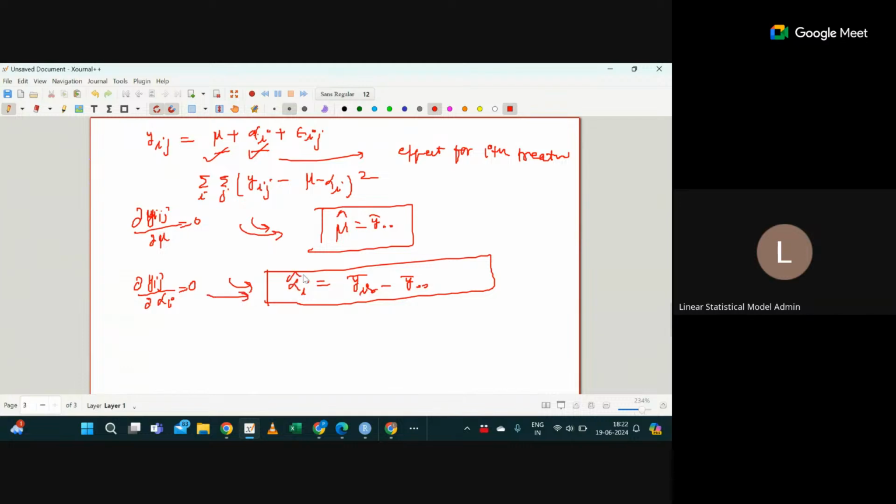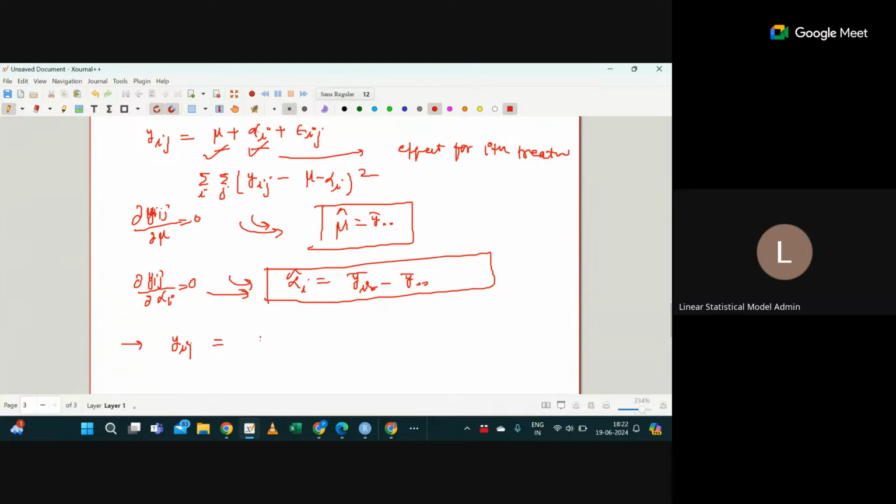Now what will your model be? The model becomes y_ij equals y bar double dot plus (y bar i dot minus y bar double dot) plus epsilon. What about epsilon_ij? What should I write? Does it follow a normal distribution? What should I write here?